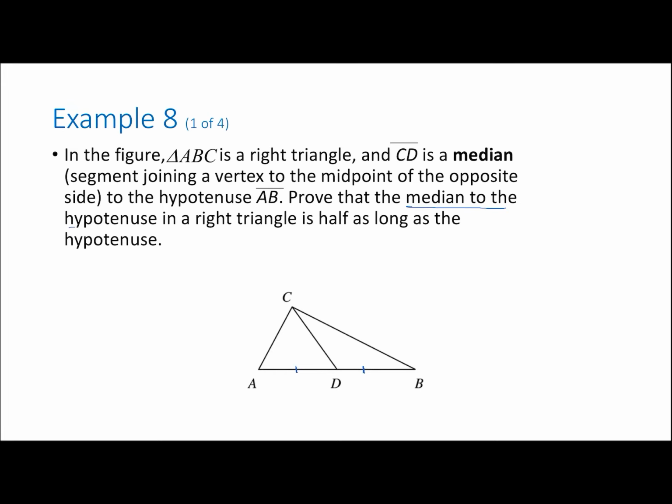So, in the figure, if this is a right triangle, and it may not look like a right triangle to you, excuse me, the right angle is at angle C, so the one at the top. So if CD is a median to the hypotenuse AB, we want to prove, so here's the key, prove that the median to the hypotenuse of the right triangle is half as long as the hypotenuse.